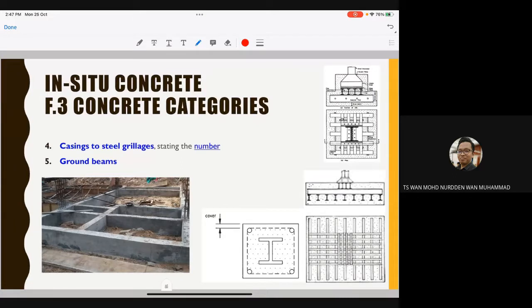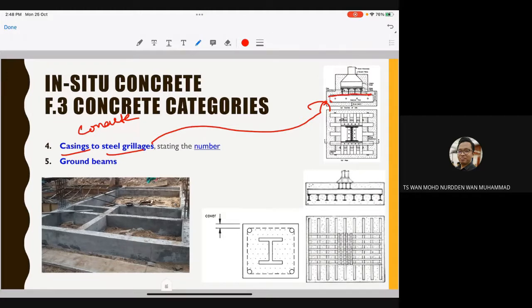Number 4, F.3.4, casing to steel grillage. What does it mean? Casing to steel grillage. It means we have a casing. The casing is made of concrete. The steel grillage is like this: we have all of those components inside our concrete, where the structure is actually steel.